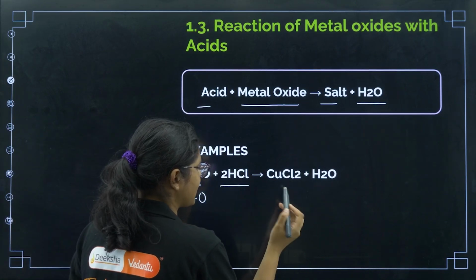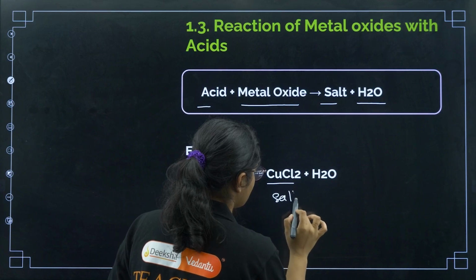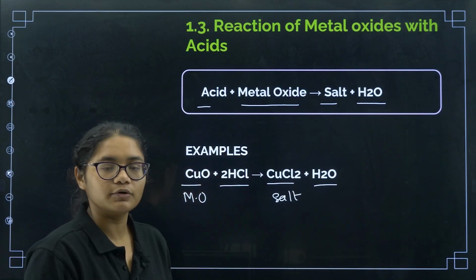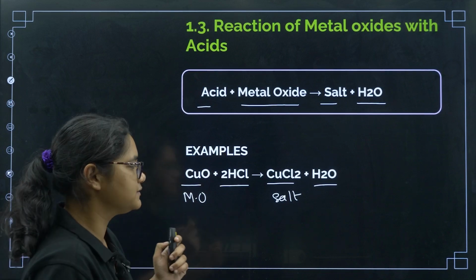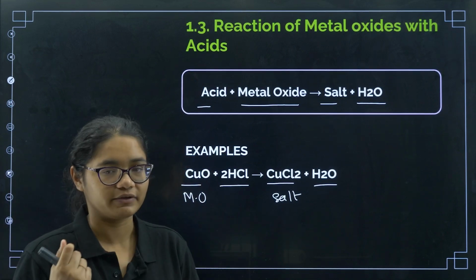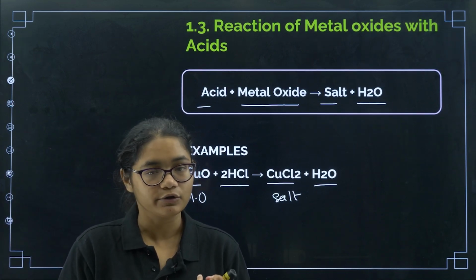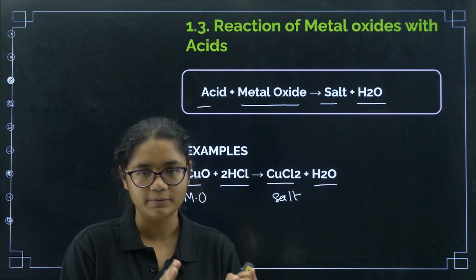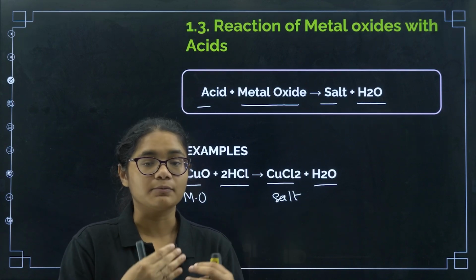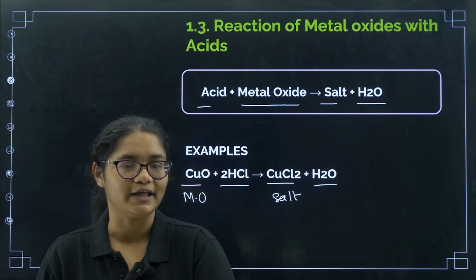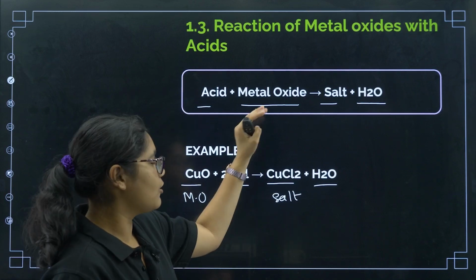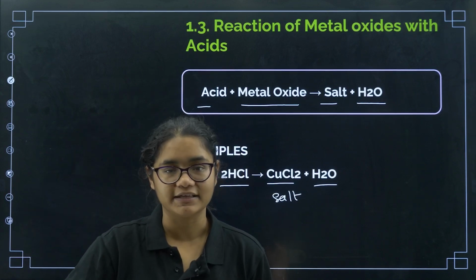Okay, and it is reacting with acid to give you salt and water, right? So now let us recap all the three reactions of acids. The first one is reaction with metal. With metal it is giving you salt plus H2. With carbonates and bicarbonates it is giving you salt plus water plus carbon dioxide. Now with metal oxide it is giving you salt plus H2O.